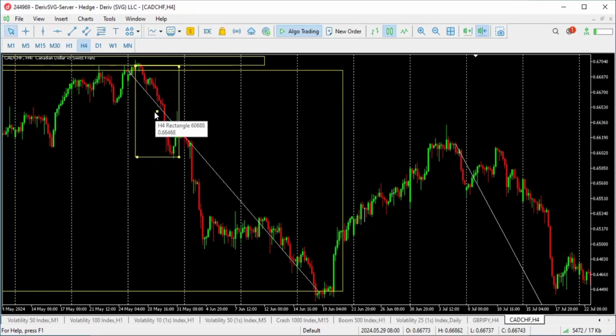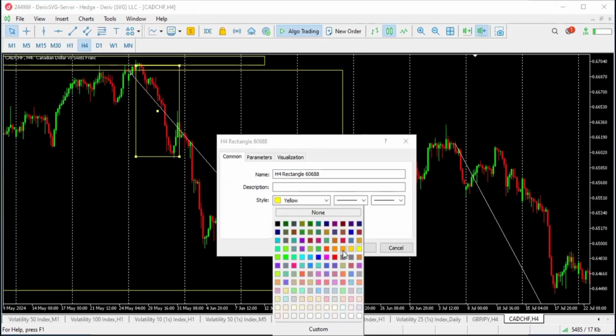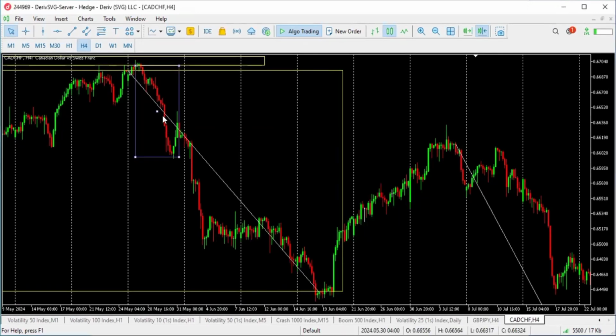Let me use another color to identify the H4 time frame. Let me use something like this. Now, look at this. Simple stuff, guys. A week of drop. So this is the first level. Then the market retraced back and gave us a second level, right? And then the market retraced back again and gave us a third level. So what does this tell you?